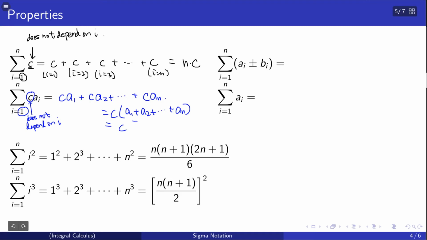Therefore, this is just, going back to our sigma notation, C times the sum from I equals 1 to n of a sub I. Right, so it's the same idea. Whenever you have something that does not depend on I, you can basically take it out of the summation, factor it out of the whole sum. Now I have two other properties here on the right.